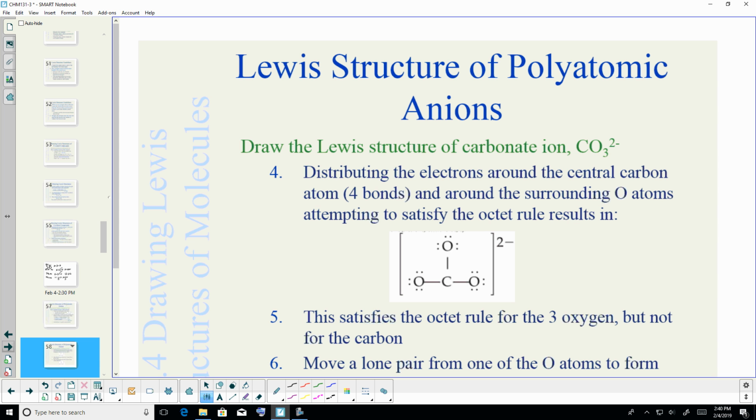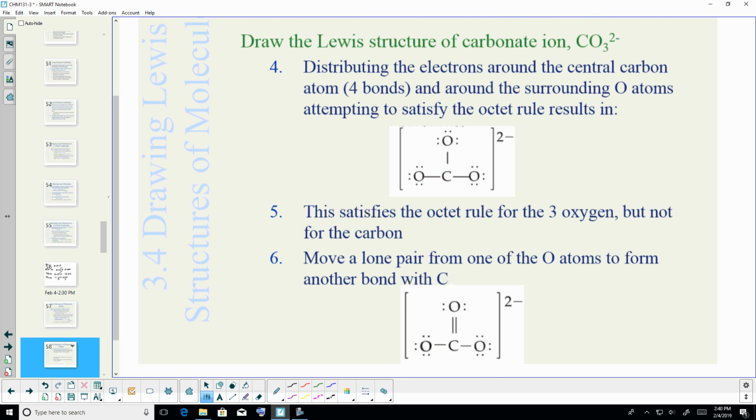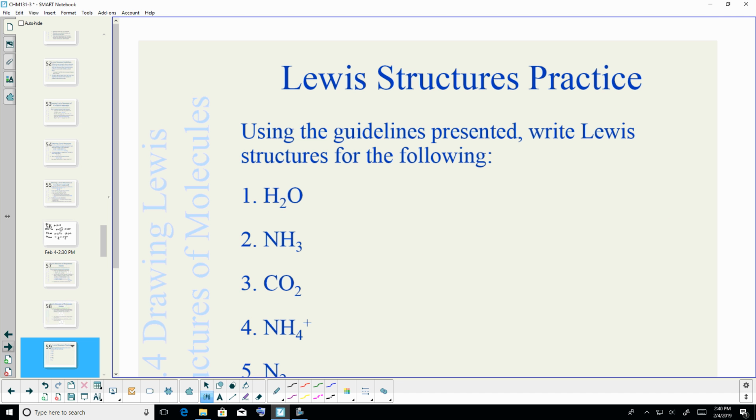So here's where they start it, like this. So now each one has 24. Or each one has 8 except for carbon. Carbon only has 6. So we have to borrow one. There. They took it from the top one. So that is the structure of the carbonate anion. We did most of these.